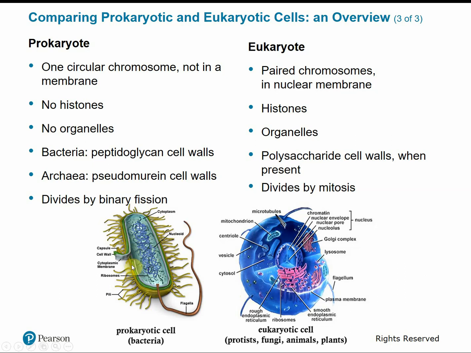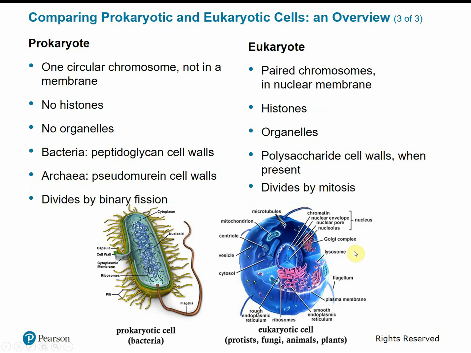They have no organelles. Organelles are like the little organs of the cell. Prokaryotes and bacteria are very simple cells, so they don't have any of these more complex structures and organelles. There are two main types of prokaryotes, bacteria and archaea. Bacteria are characterized by cell walls made out of peptidoglycan. Archaea cell walls are made out of pseudomurein. All prokaryotes divide and multiply by binary fission, meaning they essentially split in half and multiply that way.